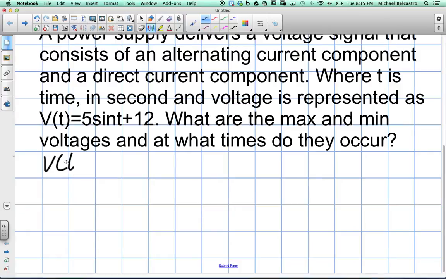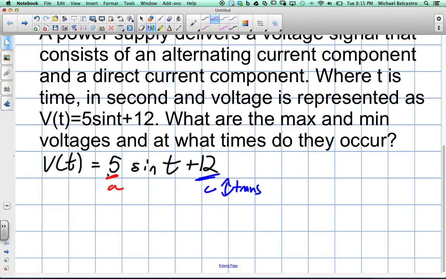Since voltage in time is equal to 5 times sine of t, where t is kind of like x, plus 12. Well, if you recall transforming functions, this 5 is considered like an a variable, and this 12 is, they use different letters. I think they call it c normally, but essentially this is a vertical translation. Okay, and a has to do with vertical stretches, compressions, and reflections. Okay, and these are what these two things do. There are no other variables technically affecting this.